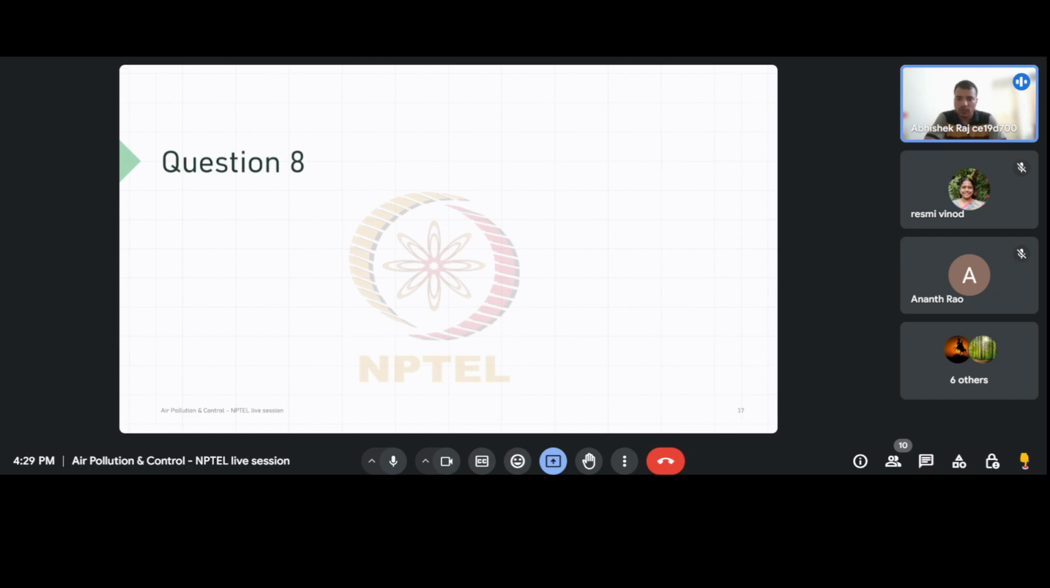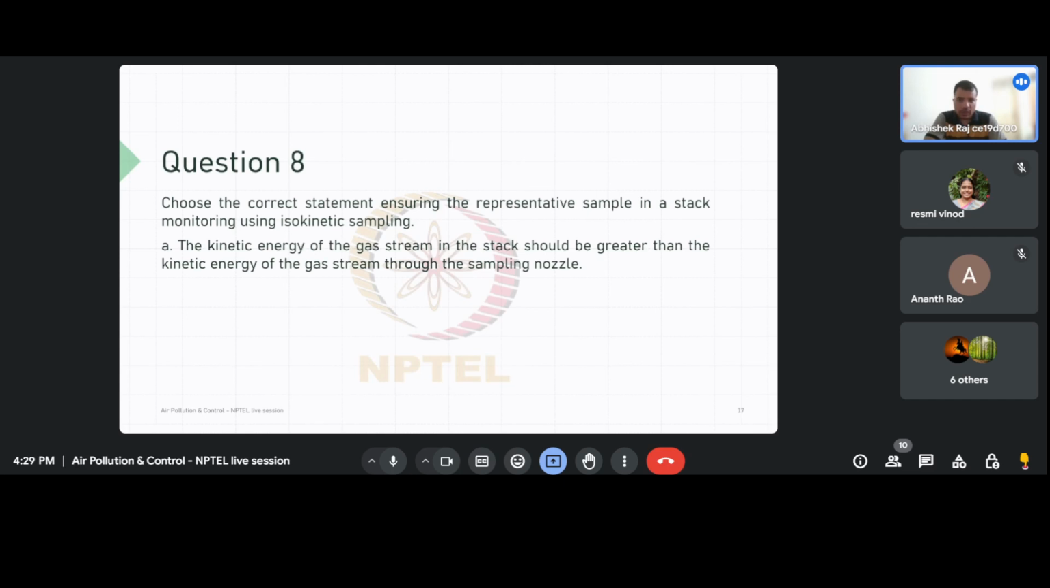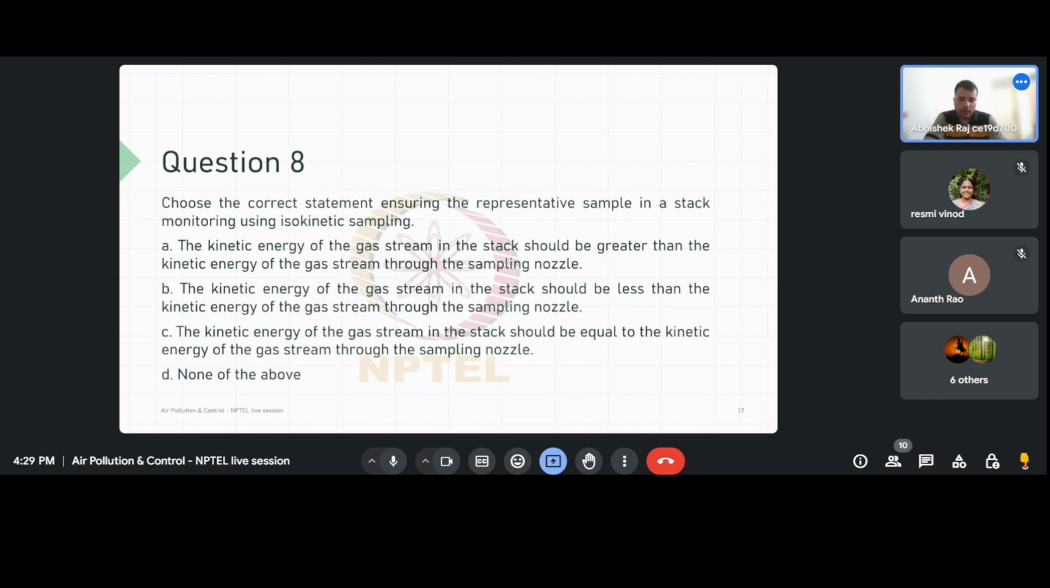Moving to question 8 now. Choose the correct statement ensuring the representative sample in stack monitoring using isokinetic sampling. This is from lecture 3. The kinetic energy of the gas stream in the stack should be greater than the kinetic energy of the gas stream through the sampling nozzle; it should be less; should be equal; or none of the above.